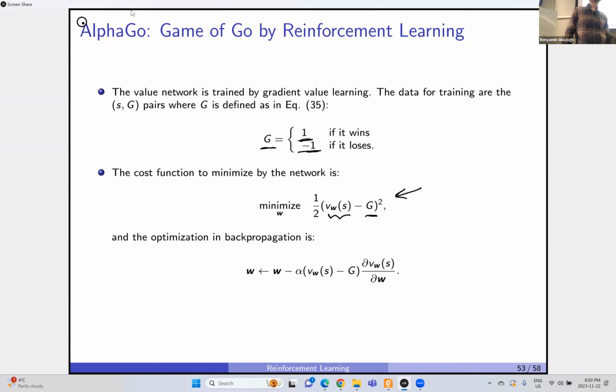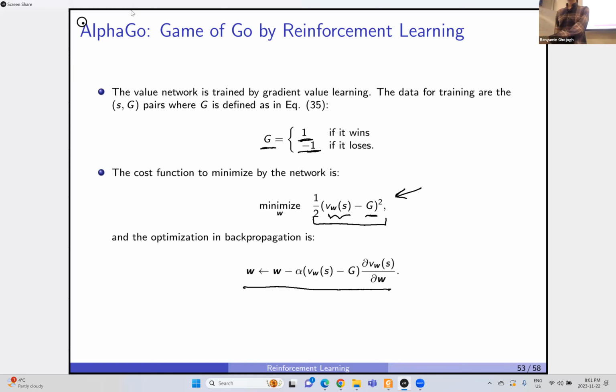Then what do they do in the test phase? They can simply use the threshold 0 to see if the value is larger than 0 or smaller than 0, to see whether I'm winning or I'm losing, how awful the situation is, how good the situation is, right? So they try to minimize this loss function, and they use gradient descent or backpropagation for training, right? So this was the second network that they used.